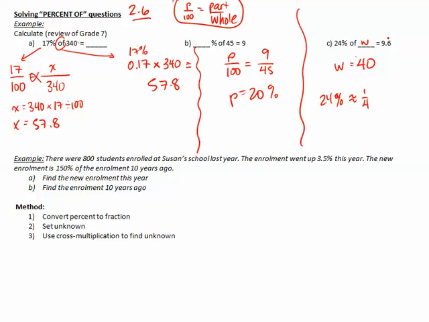Let's do an example, and you can press pause also once you read the example. Try it in your notebooks first and see what you get. There are 800 students enrolled at Susan's school last year. The enrollment went up 3.5% this year. The new enrollment is 150% of the enrollment 10 years ago. A, find the new enrollment this year. B, find the enrollment 10 years ago.